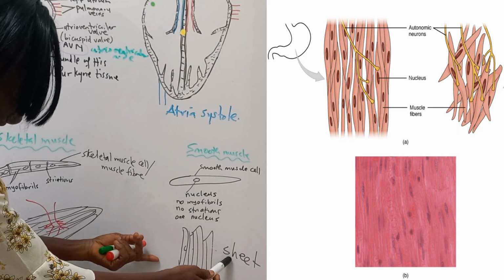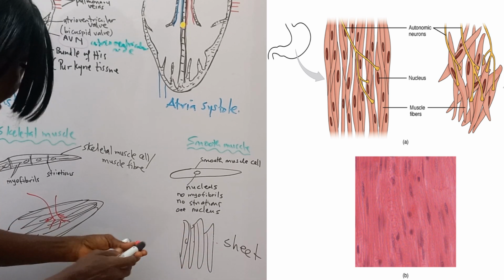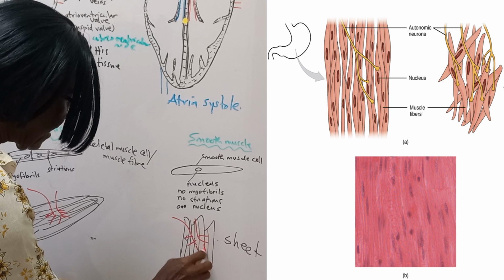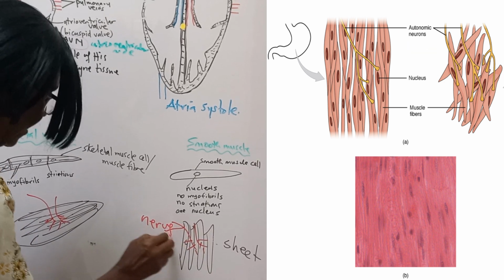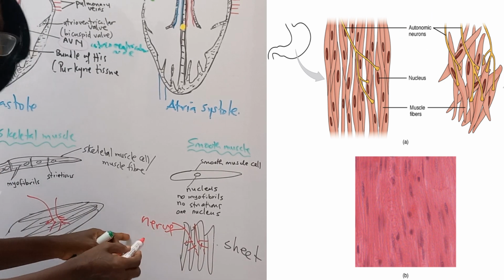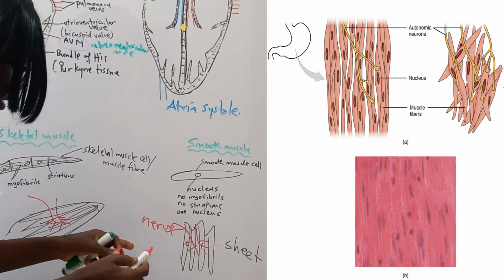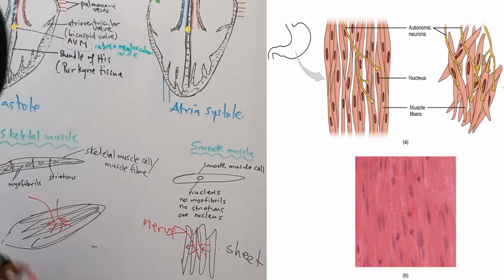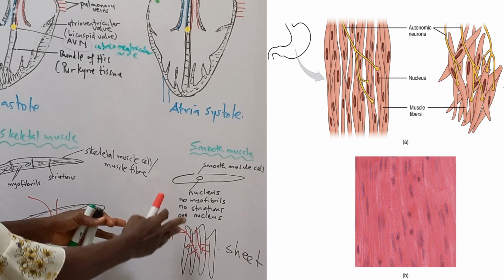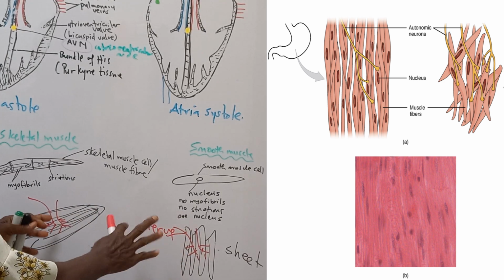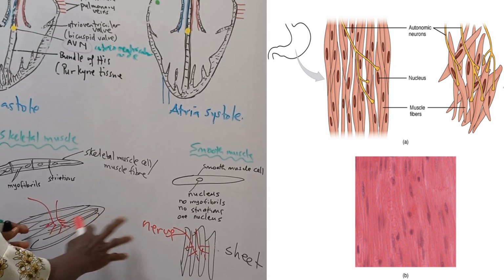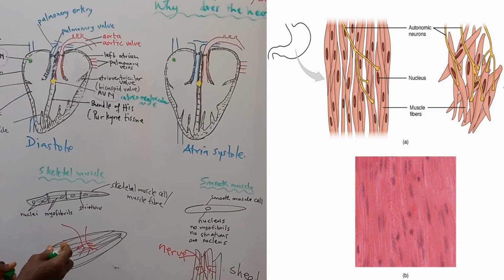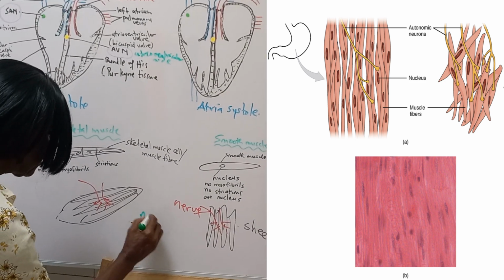Smooth muscles are arranged in sheaths, and their contraction and relaxation is controlled by nerves. This is the autonomic nervous system, which controls involuntary actions. So skeletal muscle and smooth muscle both have nerves that cause them to contract and relax. So the contraction of these muscles is neurogenic.